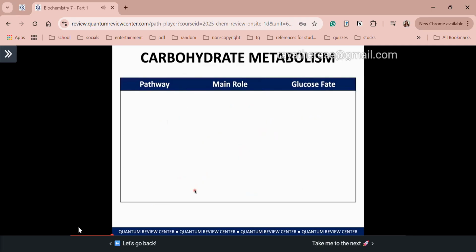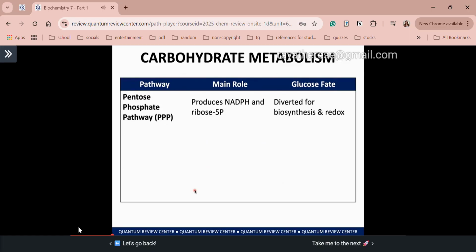Again, here is the summary of our carbohydrate metabolism with their main roles and the fates of glucose. First, PPP or pentose phosphate pathway. Class, at this point, please also familiarize yourselves with the abbreviations that we are using for your metabolic pathways. What is the main role of PPP again? NADPH is its main product, which acts as a reducing power needed by our cell. Later we will see the specific functions of NADPH inside our body.